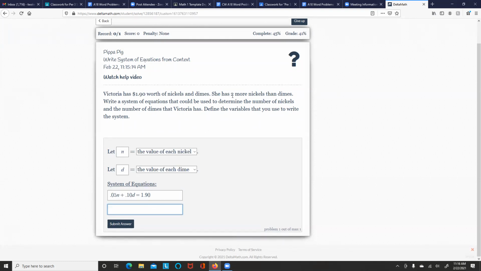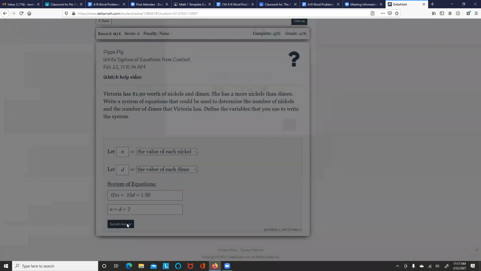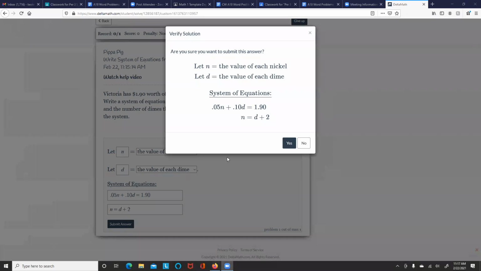And then we need how they're related. It says she has 2 more nickels than dimes. So the number of nickels equals dimes plus 2, right? She has 2 more nickels than dimes. So since she has more nickels, I'm going to add 2 to the number of dimes to get a bigger number than D. That makes sense. Okay, let's see if it'll accept my answer. And those are the answers I typed in.